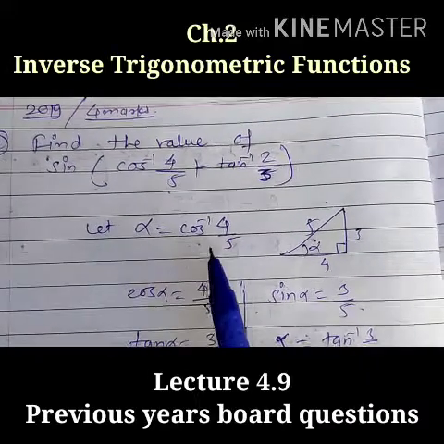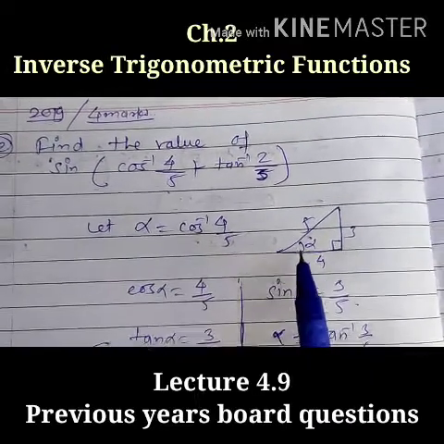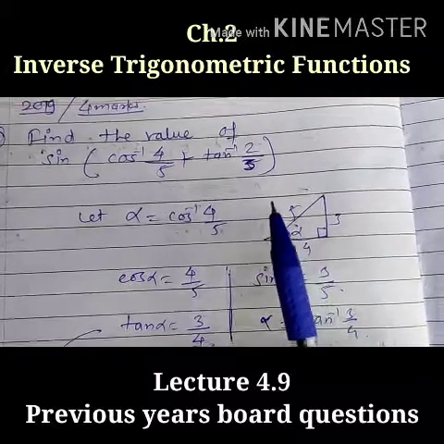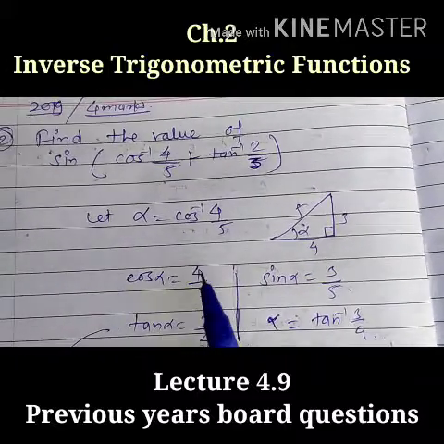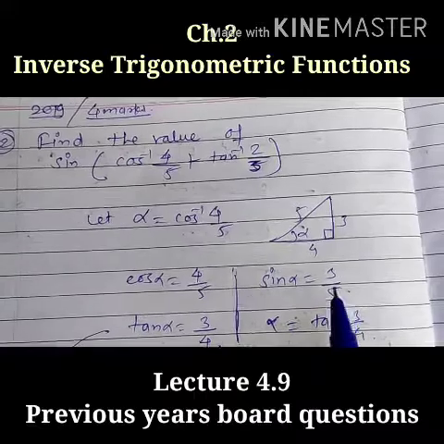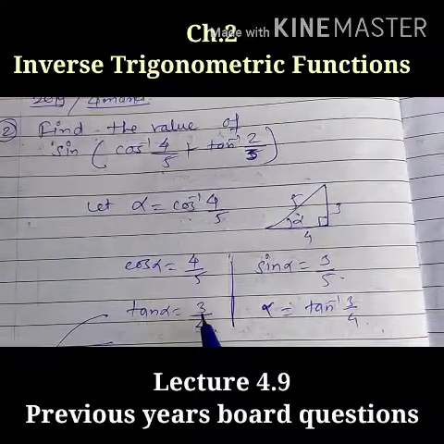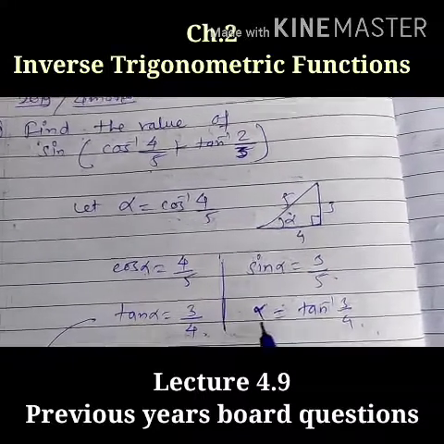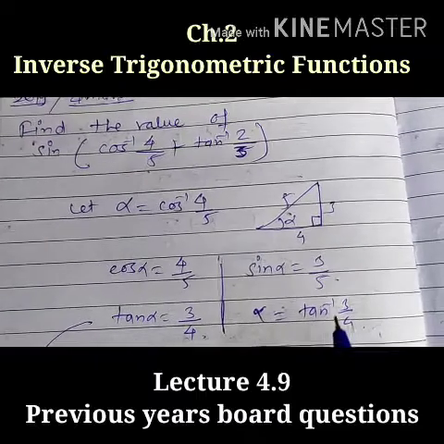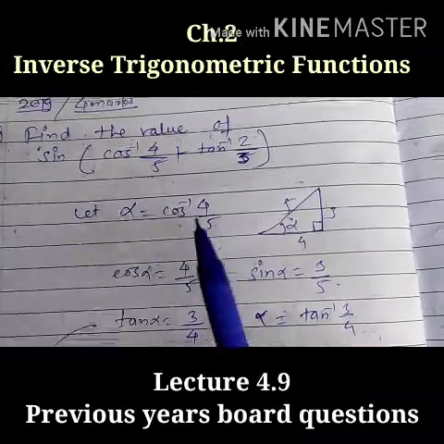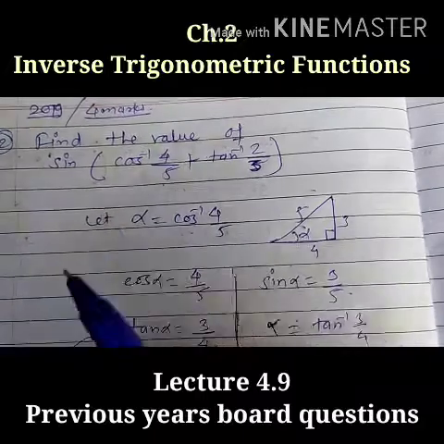Let alpha equal cos inverse of 4 by 5. We'll draw the triangle. We'll get 3, 4, 5. So cos alpha will be 4 by 5, sin alpha is 3 by 5, and that's why tan alpha will be 3 by 4. So we have alpha equals tan inverse of 3 by 4. So here we'll put tan inverse of 3 by 4.